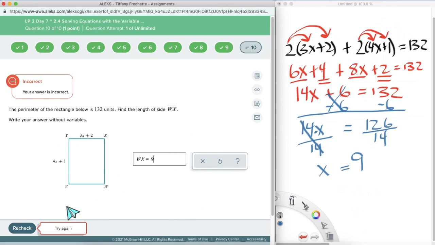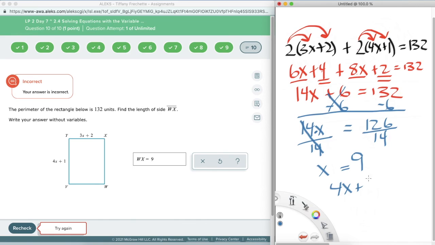I want to know what the length of this side, WX, is. Remember, WX is the same length as YV here, or VY, if you say it that way. So I want to take that side, which is 4x plus 1, and instead of x, I'm going to plug in 9. So 4 times 9 plus 1. 4 times 9, I get 36, plus 1 is 37.